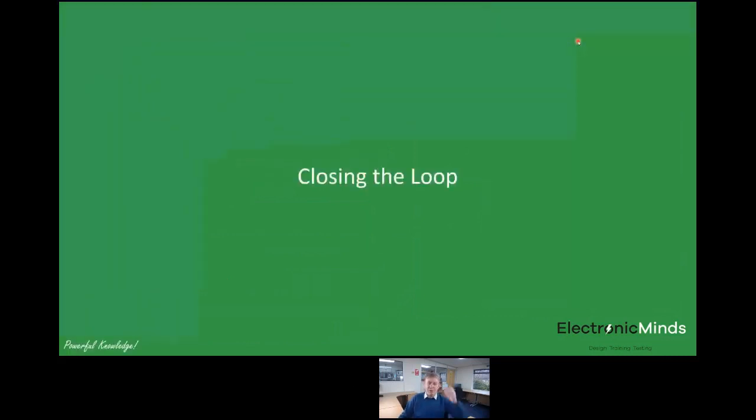Okay, so we've got our nice way, or a couple of ways of modeling the power stage frequency response. Now we want to go about closing the loop.